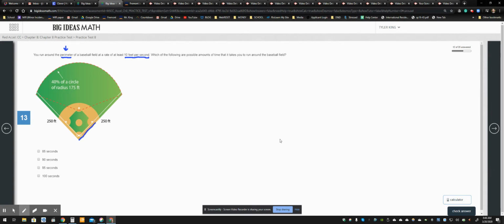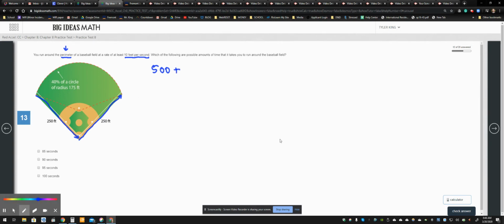So first we need to find the perimeter. So we're going to see that this is going to be 250 feet, and this is also going to be 250 feet. So at some point, we're going to need to add 500, right? Because 250 plus 250 is 500 to the perimeter.